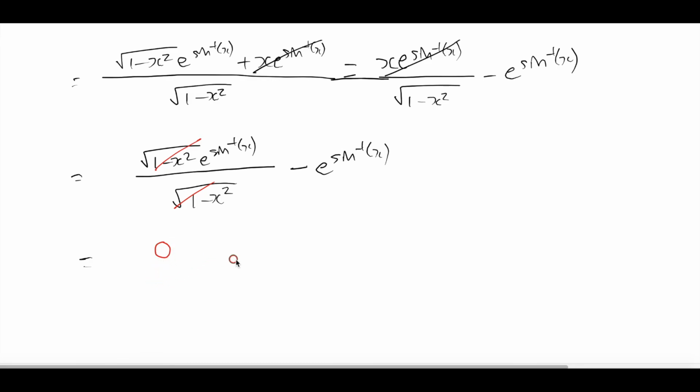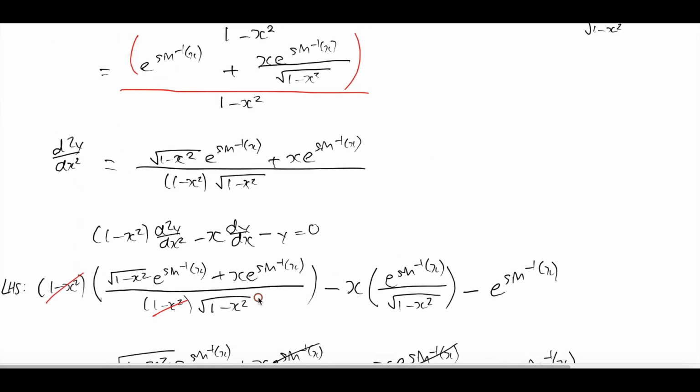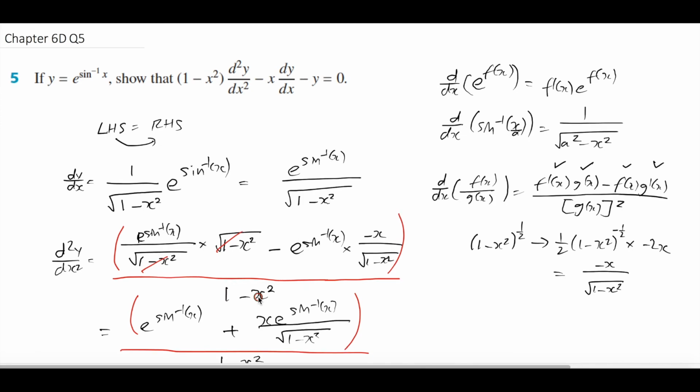Okay, guys, so that is how you solve this question. It's quite confusing, it's a long process, but as long as you differentiate step by step, you should be fine, okay? So that's pretty much it, guys, for question 5 from chapter 60. Hope you found it useful, and I'll see you in the next video.